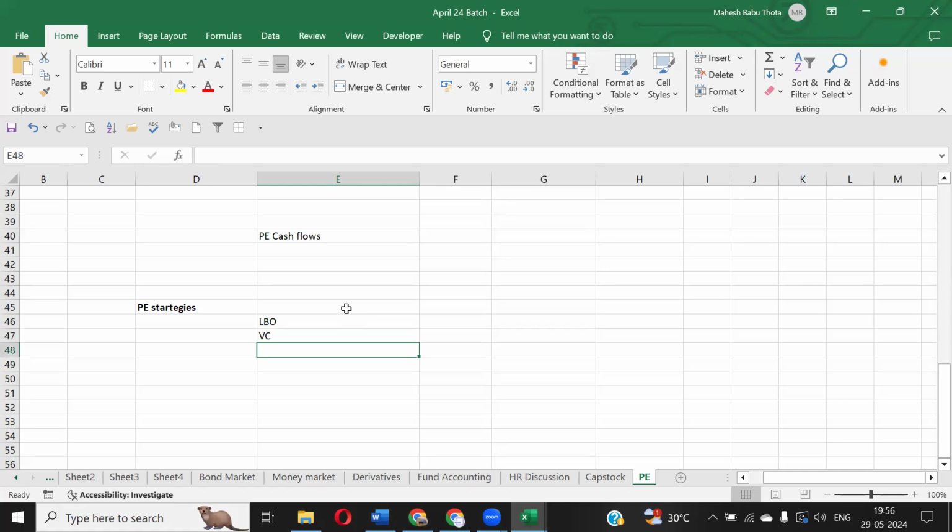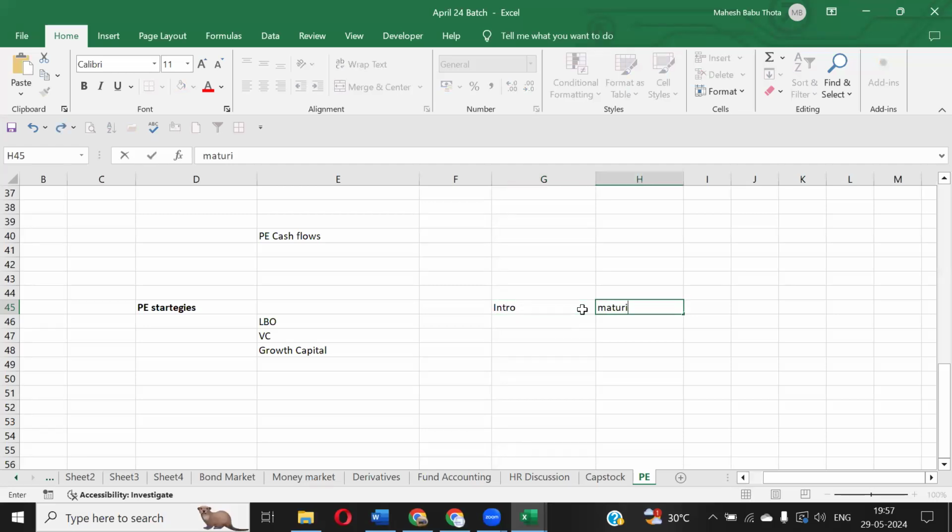Okay, then we have growth capital. Normally we have different strategies in investment also. If you see company investments, we have different stages like this: intro, growth, maturity.